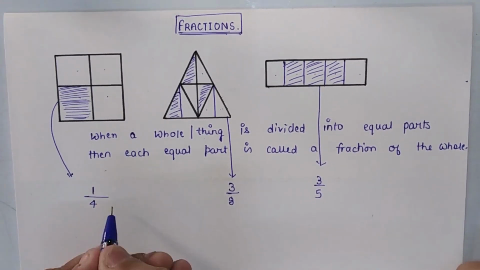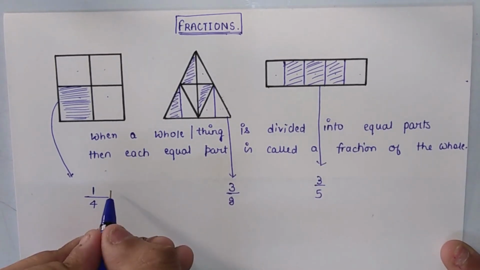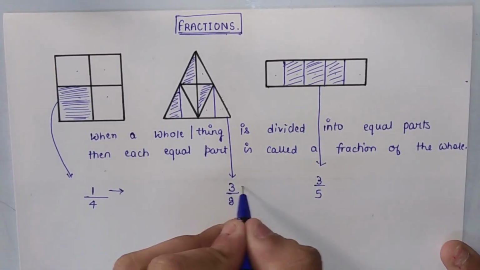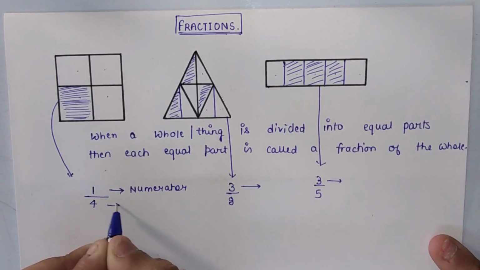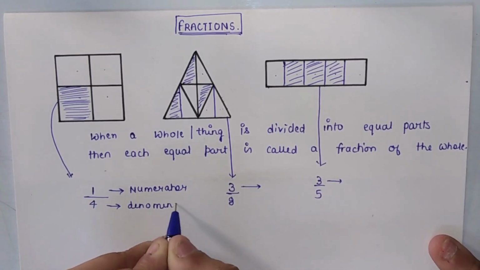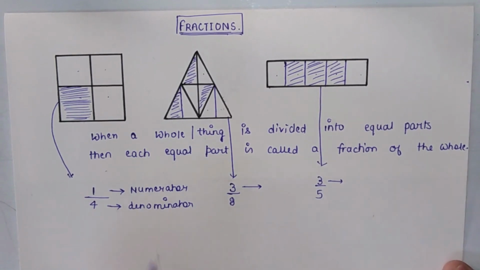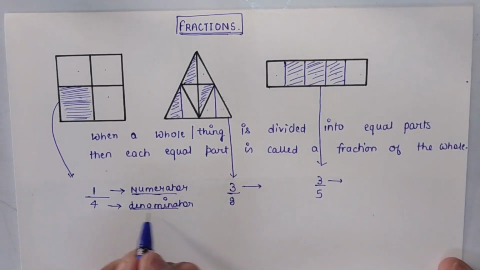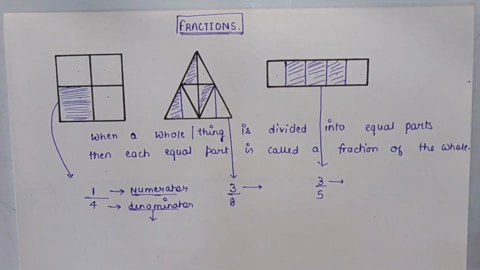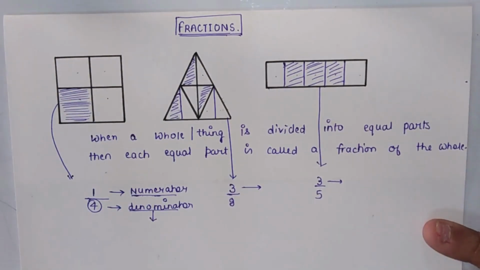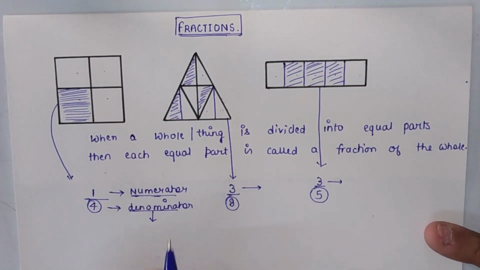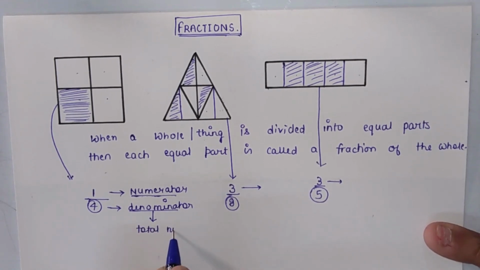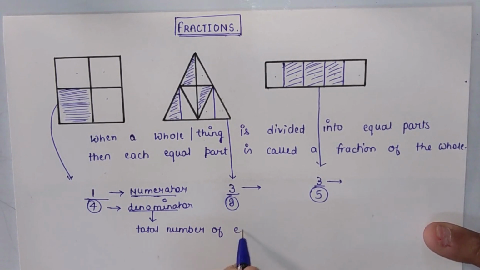If I talk about these fractions, 1 by 4, 3 by 8, 3 by 5, the number which comes on top is called the numerator, and the number which comes on the bottom is called the denominator. The definition of the denominator is the total number of equal parts, because 4 were the total number of equal parts, or 8, or 5. So the total number of equal parts is called the denominator.